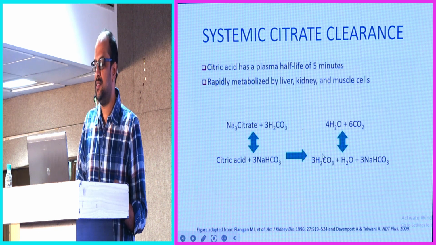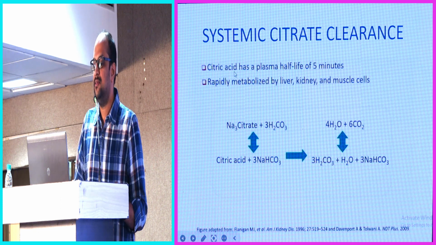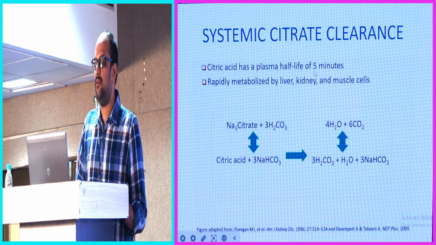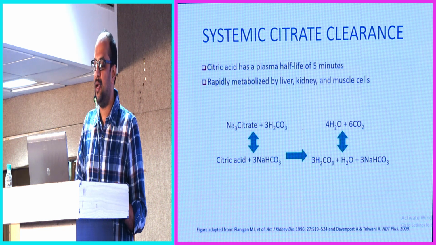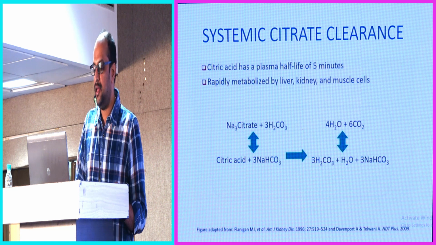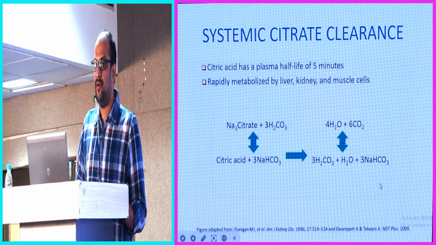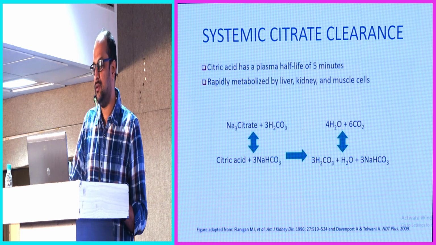So what happens to the citrate once it gets into the body? Looking at systemic citrate clearance, citric acid has a very short half-life of 5 minutes, and once it enters the body, it is rapidly metabolized by the liver, kidney and skeletal muscles. During metabolism, one molecule of citrate can generate 3 molecules of sodium bicarbonate. So this can also be used as a buffering agent in acid-base imbalance.